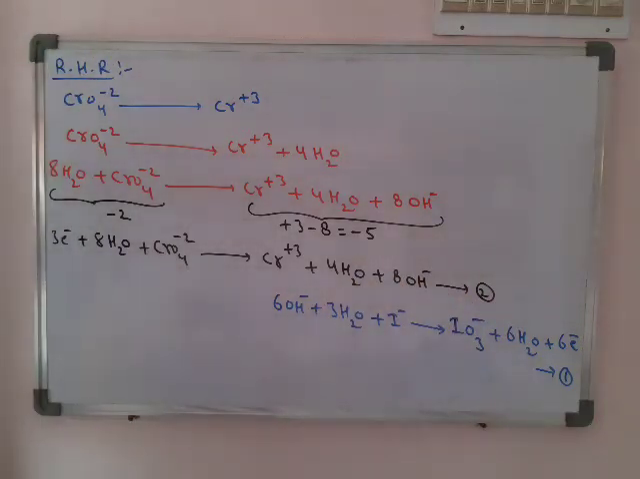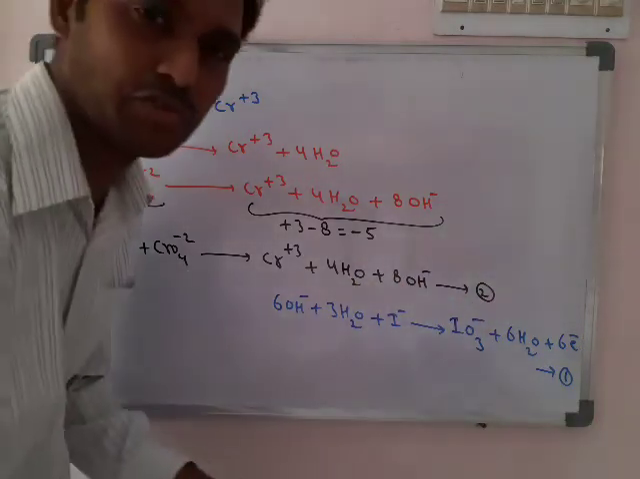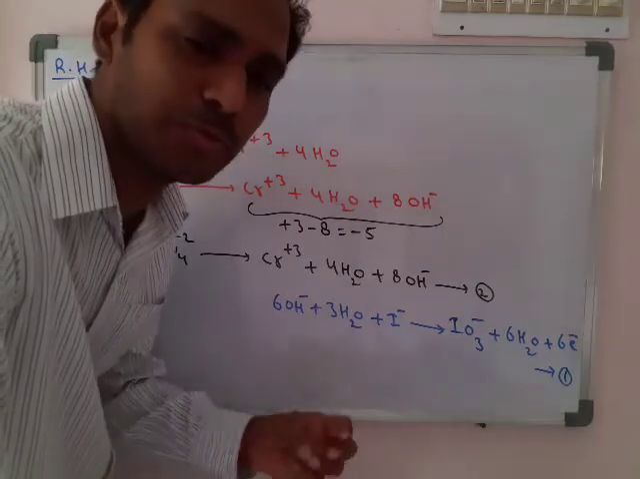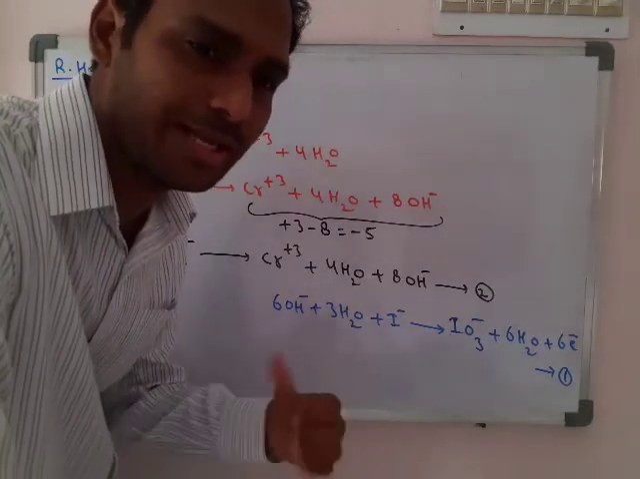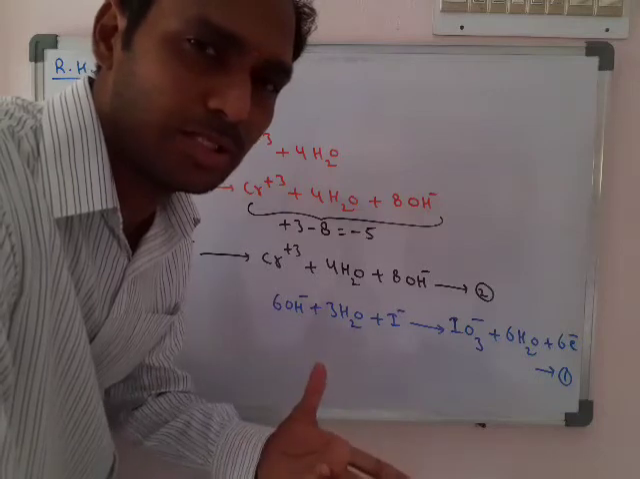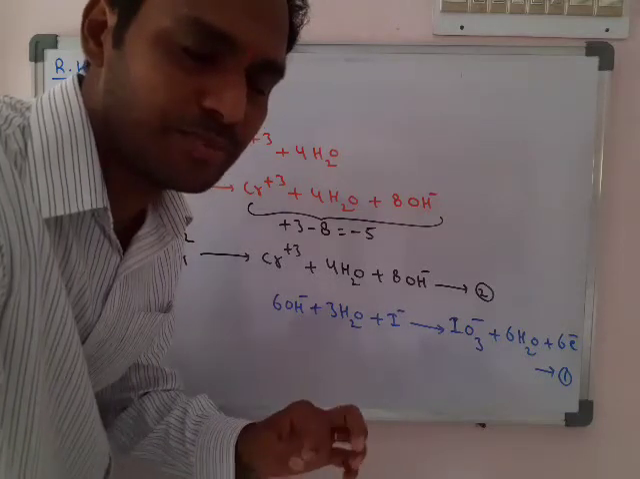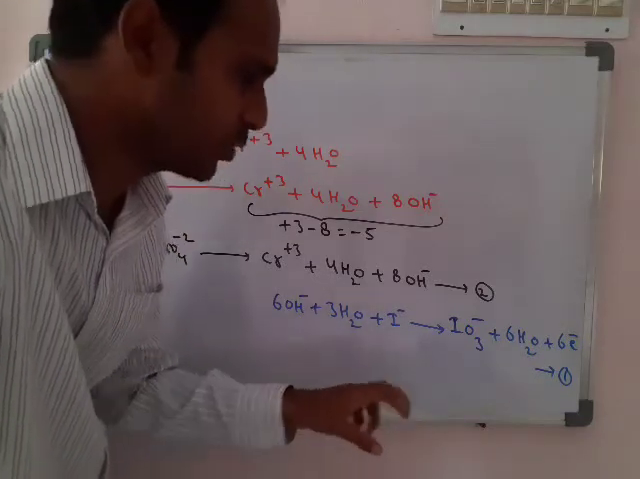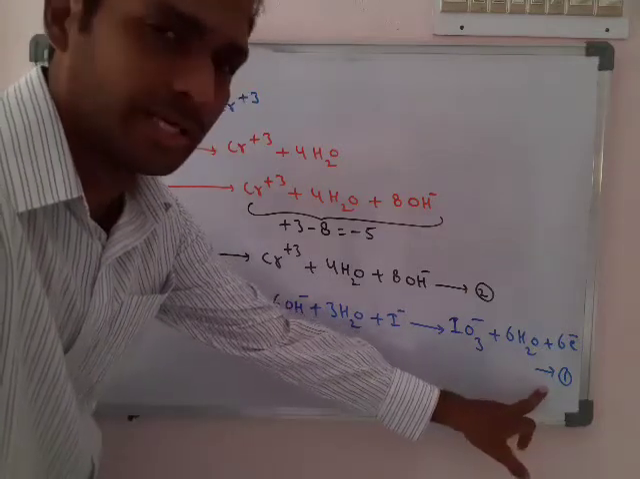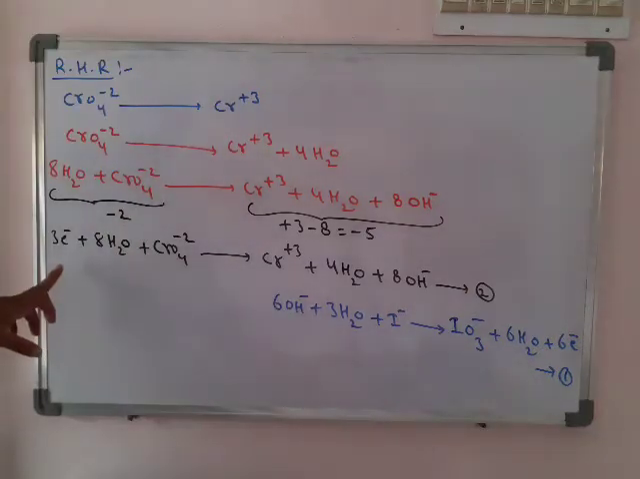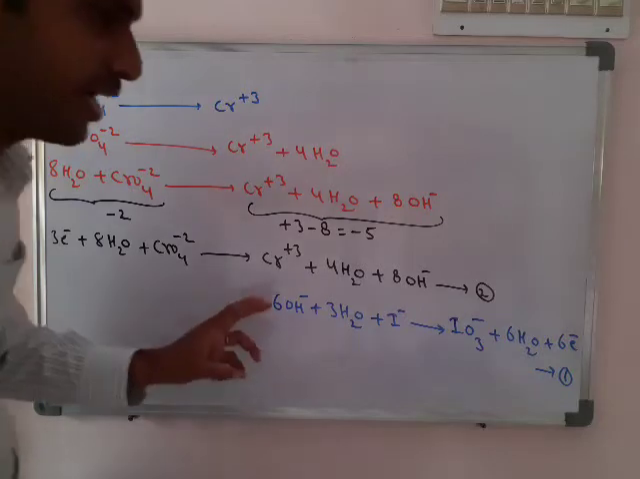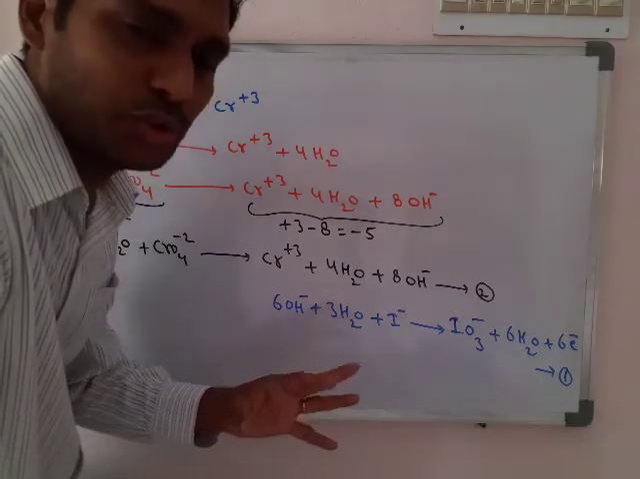Now compare equation 1 and 2. We have to add equations 1 and 2, but we cannot add them directly; we have to multiply by an integer. Here we have 6 electrons on the right side and 3 electrons on the left side. In the final equation there should be no electrons.